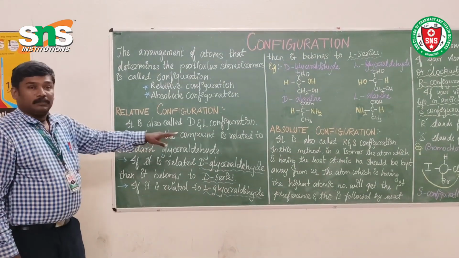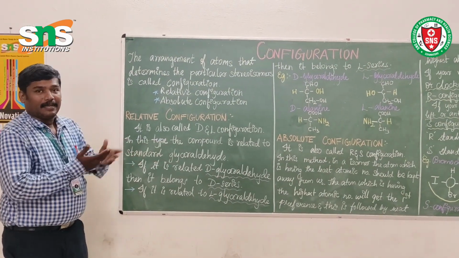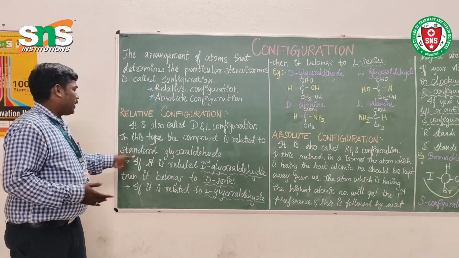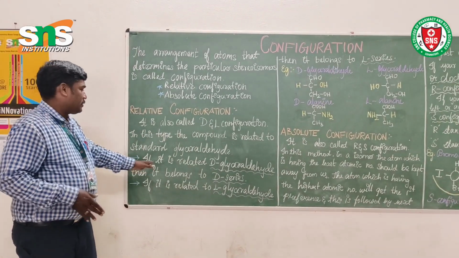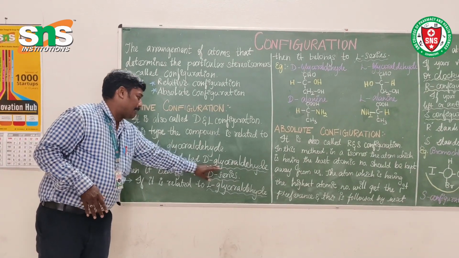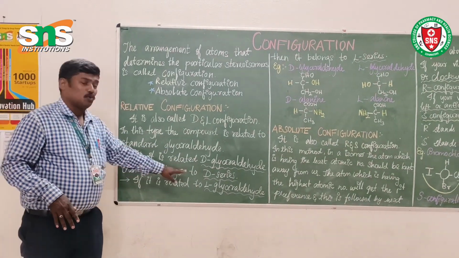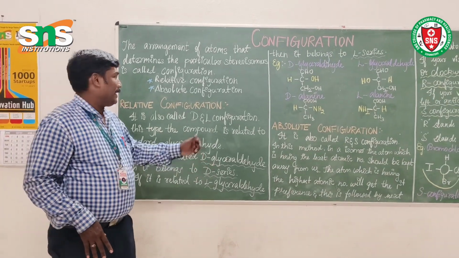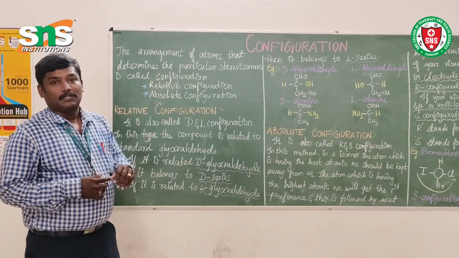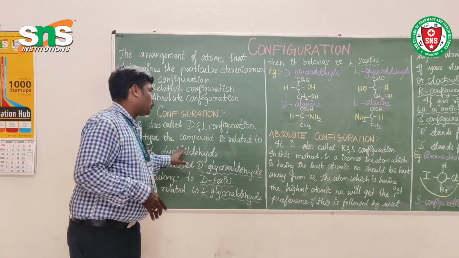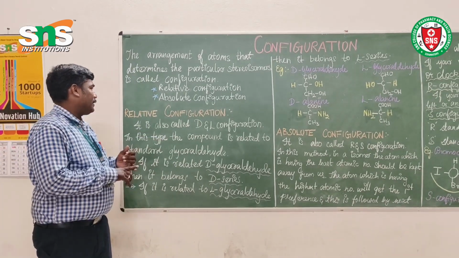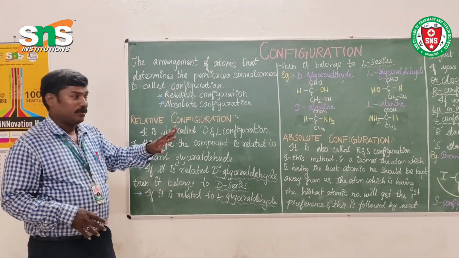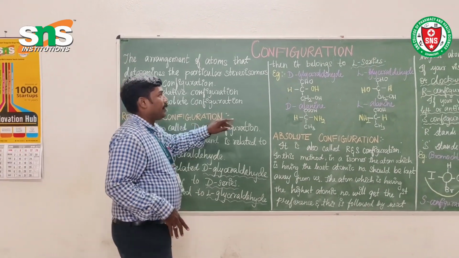In this type, we are relating the isomer with the standard glyceraldehyde. So if that particular compound is related to D-glyceraldehyde, then it belongs to D series. Similarly, if it is related to L-glyceraldehyde, then it belongs to L series. That's why it is called D and L configuration.